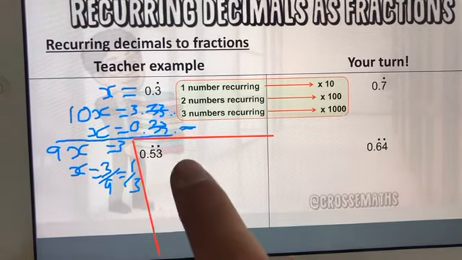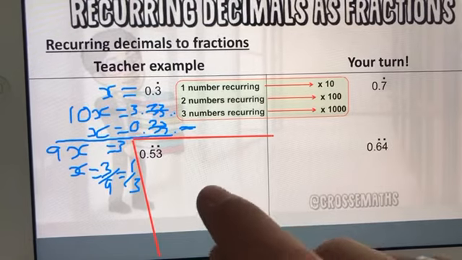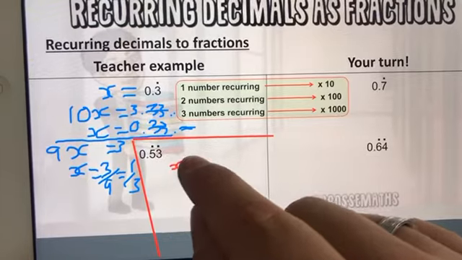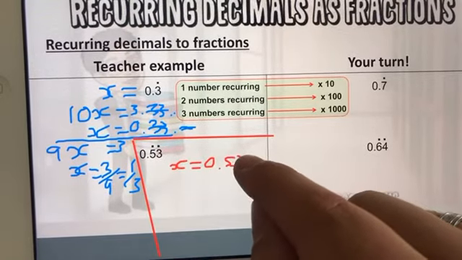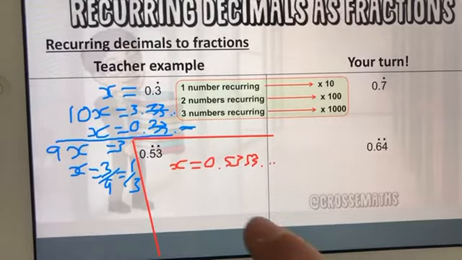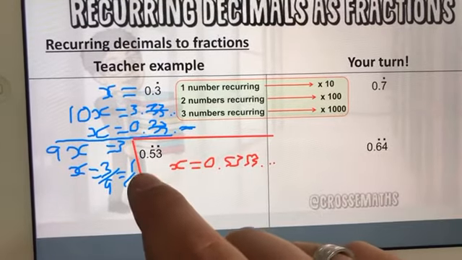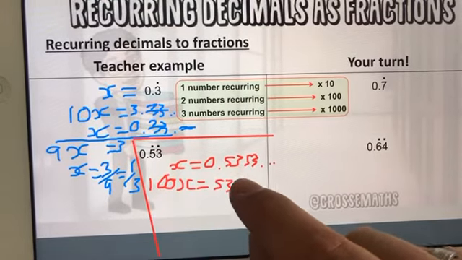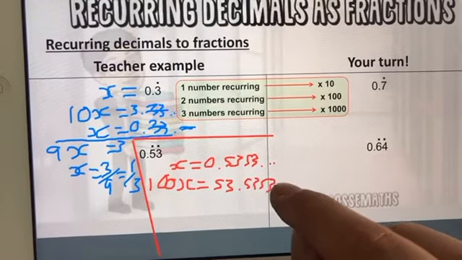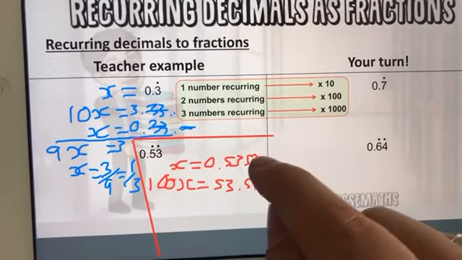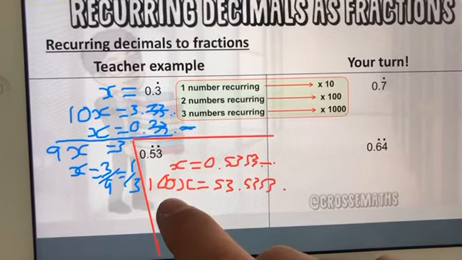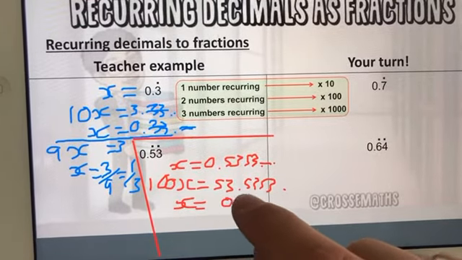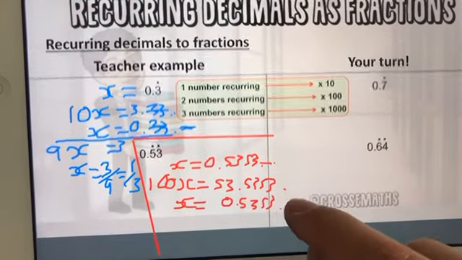So 0.53 recurring, when the 5 and the 3 are recurring. So what that would look like if I made that exactly the same as I've done up here. I'm going to call that x, so x equals 0.5353 going on all day. Then, because I've got two numbers recurring, I'm going to times that by 100. So 100x, both sides, equals 53.5353 going on. Again, I'm going to write the question bit just underneath. So I end up writing that again, x equals 0.5353 going on all day.